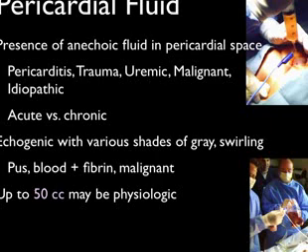Switching gears a little bit now, talking about pericardial fluid. That's another thing you want to look for in kids. And what you look for is an anechoic or jet black fluid in the pericardial space. We see this with pericarditis. We see this with trauma. It can be from uremic causes, malignant causes, and sometimes we don't know what causes it.